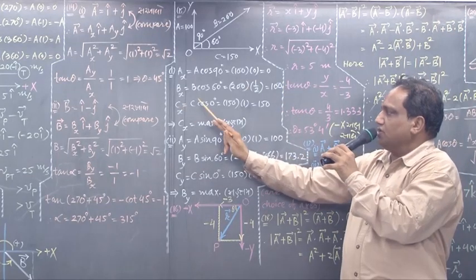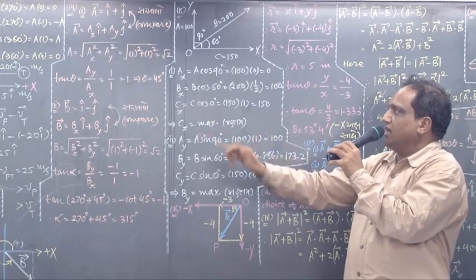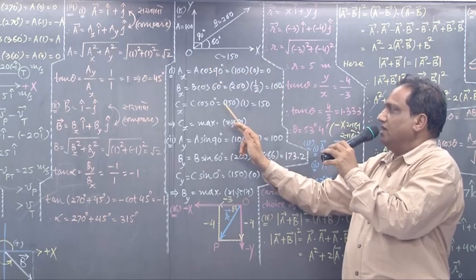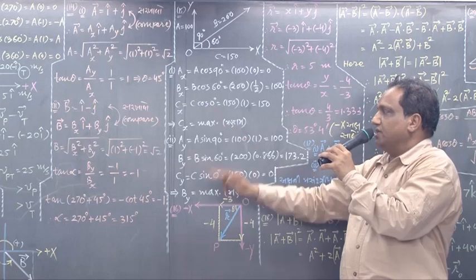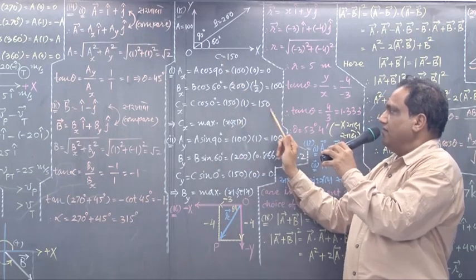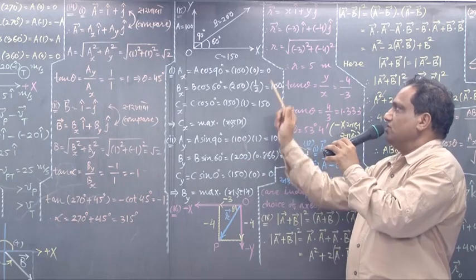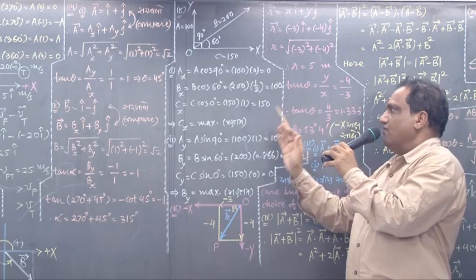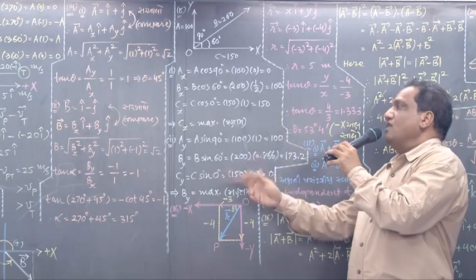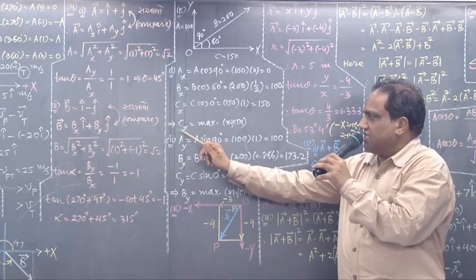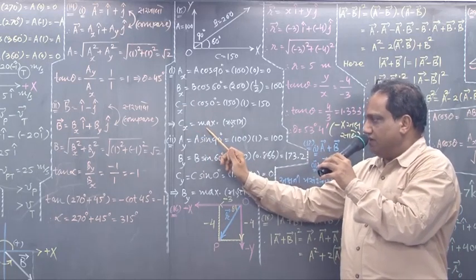Cx equals C cos angle. Vector C is along the x-axis only, so the angle is 0 degrees. Cos 0 is 1, times C. C magnitude is 150, so 150 into 1 is 150. So how many values do you have? 0, 100 and 150. Which is the biggest value? 150, which is the x component of vector C. So Cx is found to be maximum.